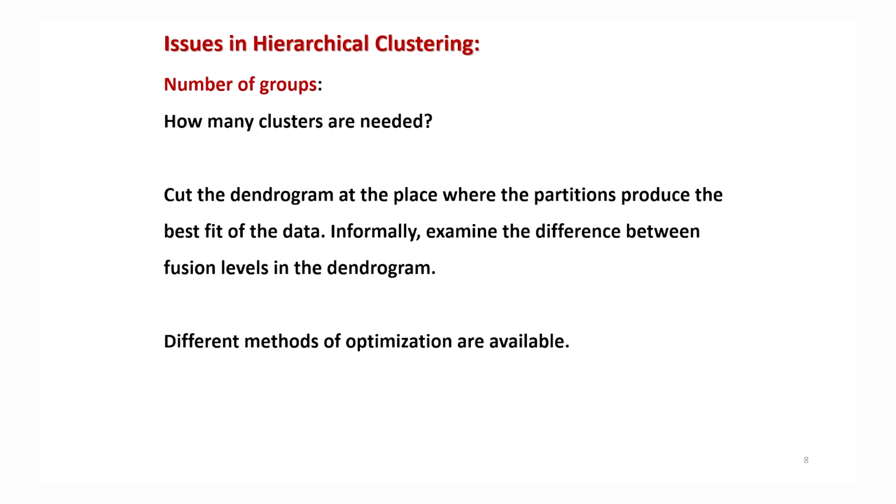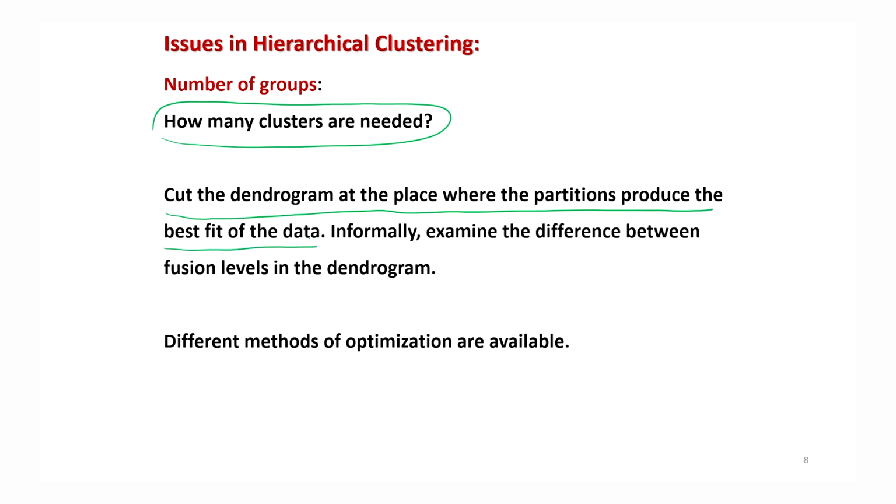Right, now the next question is how you are going to decide how many clusters are needed, how many groups should be there. As I showed you here, you need to cut the dendrogram at the place where the partition produces the best fit of the data. You have to see, given the conditions of the data and the requirements, everything together, where you can make a line to cut the dendrogram, and then you can decide which of the units are going to which of the clusters.